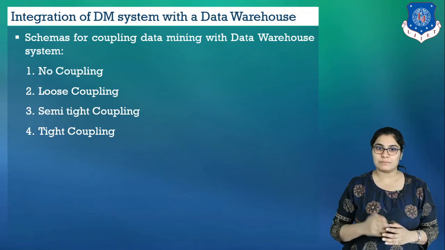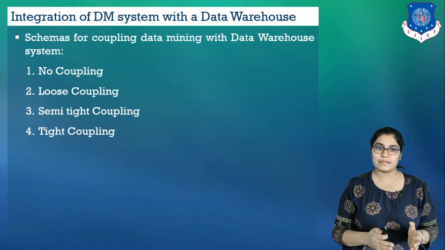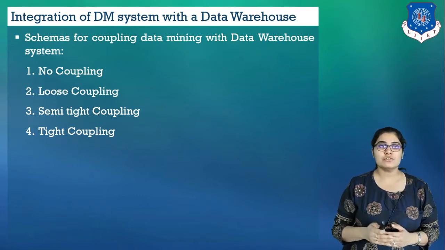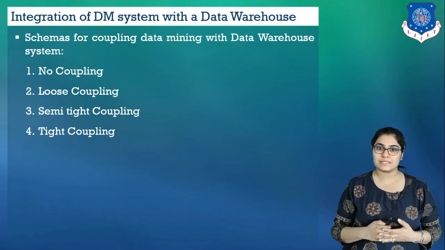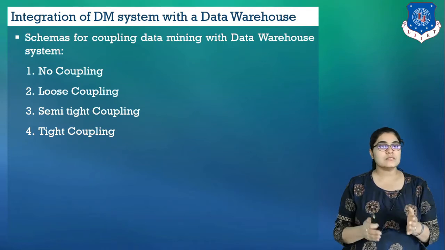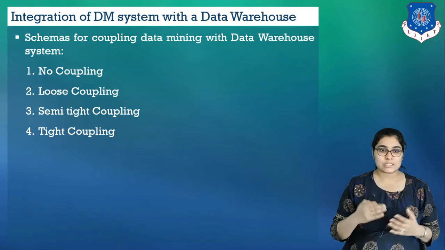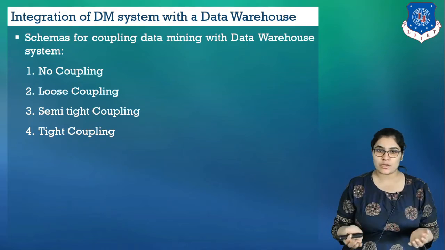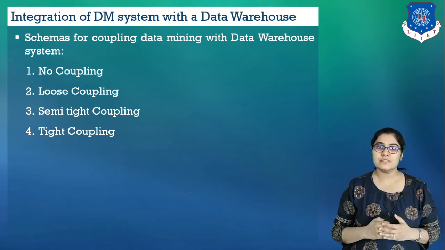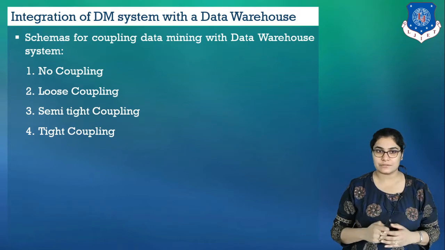Next is semi-tight coupling. Semi-tight coupling means that besides linking a data mining system to a database or data warehouse system, efficient implementation of a few essential data mining primitives can be provided in the database or data warehouse system. These primitives can include sorting, indexing, aggregation, histogram analysis, multi-way join, and pre-computation of some essential statistical measures such as sum, count, mean, max, standard deviation, and etc.